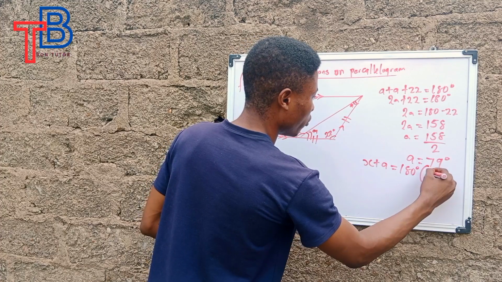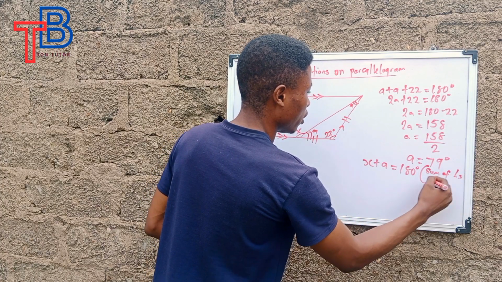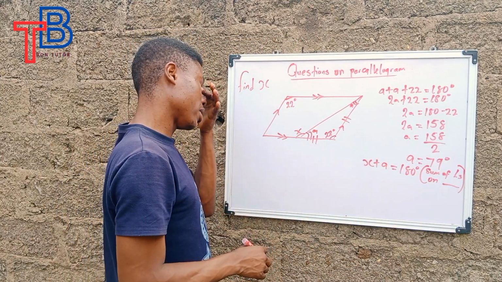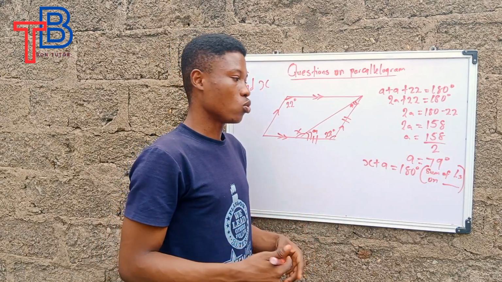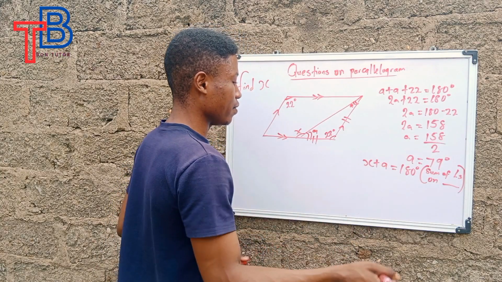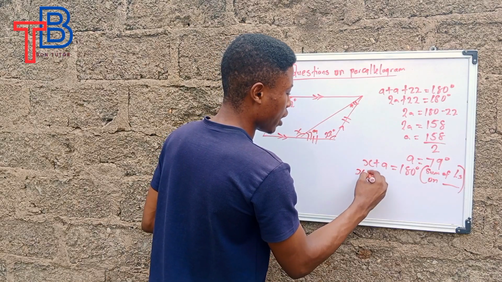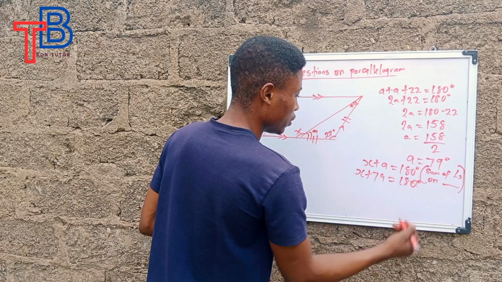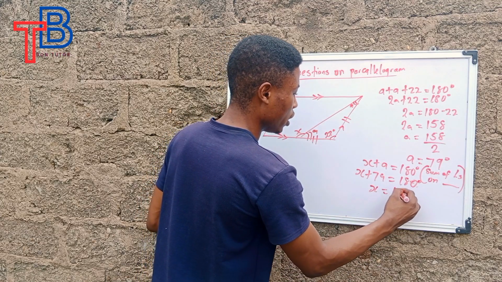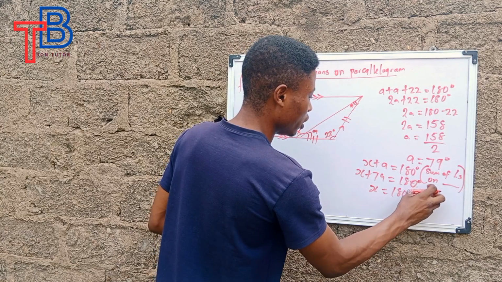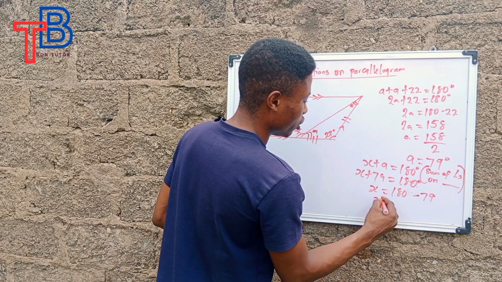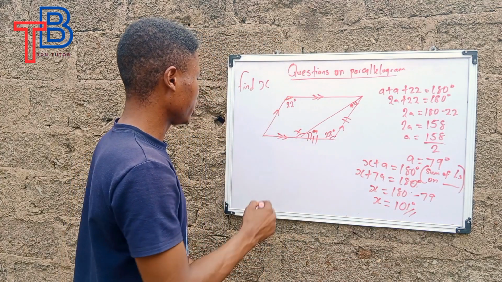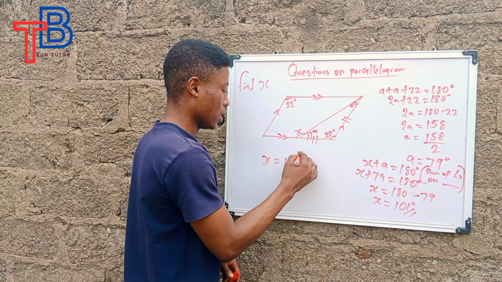That's the sum of angles on a straight line, which makes our x plus a equal to 180 degrees. And our a is 79. If a is 79, that means x plus 79 is equal to 180 degrees. Therefore, x equals 180 degrees minus 79. Your x equals 101 degrees, which means our x is equal to 101 degrees.